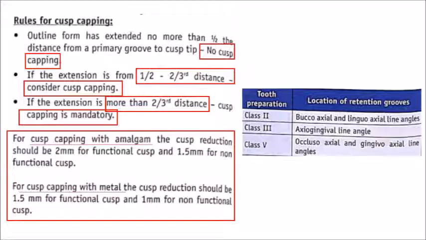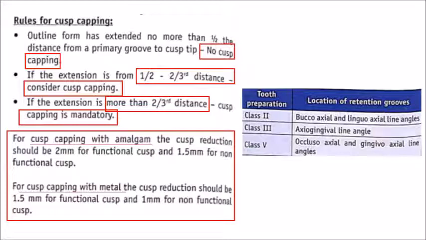If the extension is more than half to 2/3 of the distance, then you can consider cusp capping. If the extension is more than 2/3 of the distance, then cusp capping is mandatory. Now for cusp capping with amalgam, the cusp reduction should be 2 mm for functional cusp and 1.5 mm for non-functional cusp. All these minute points are very important, please note.